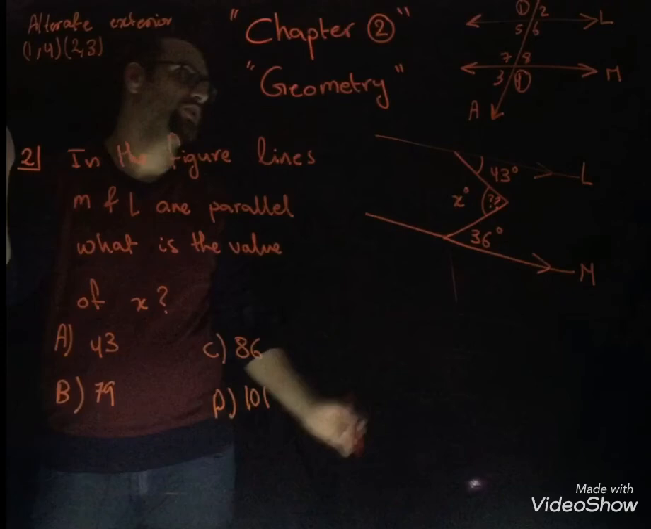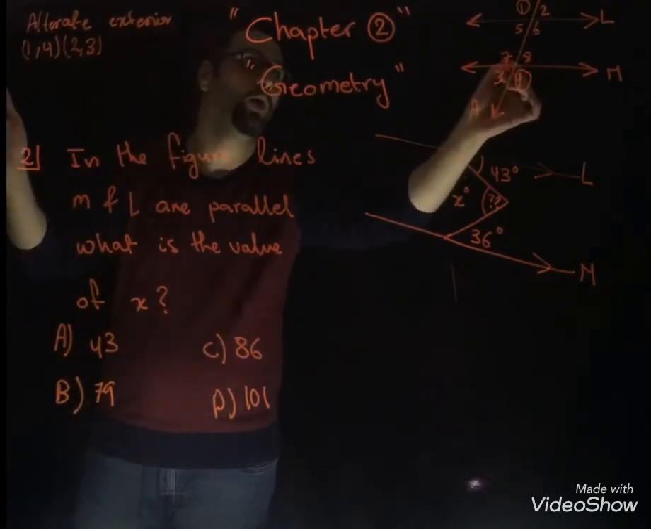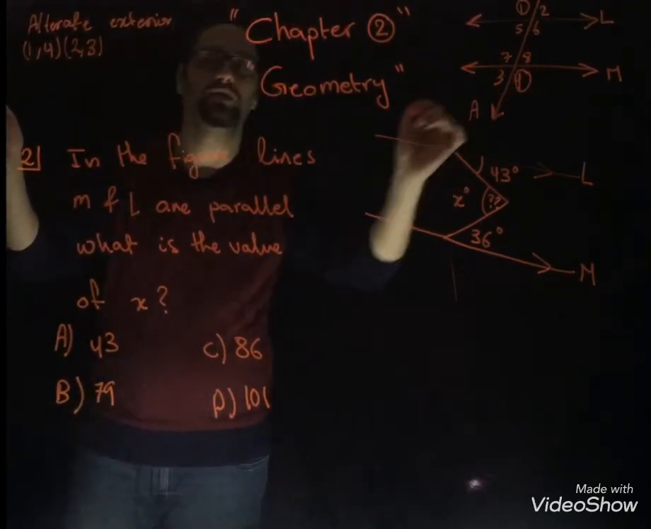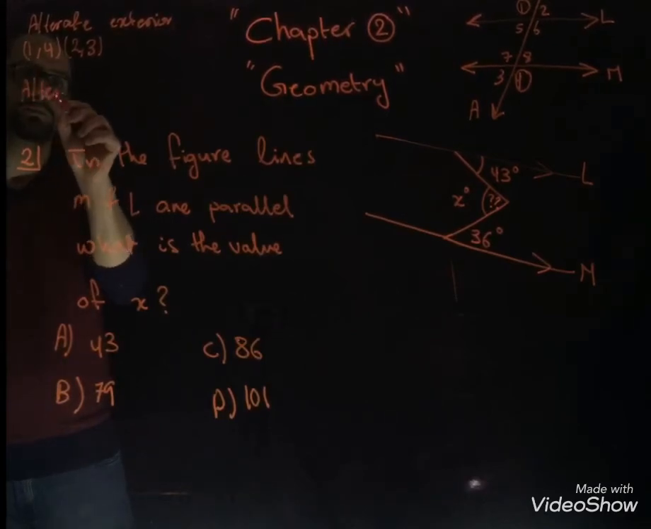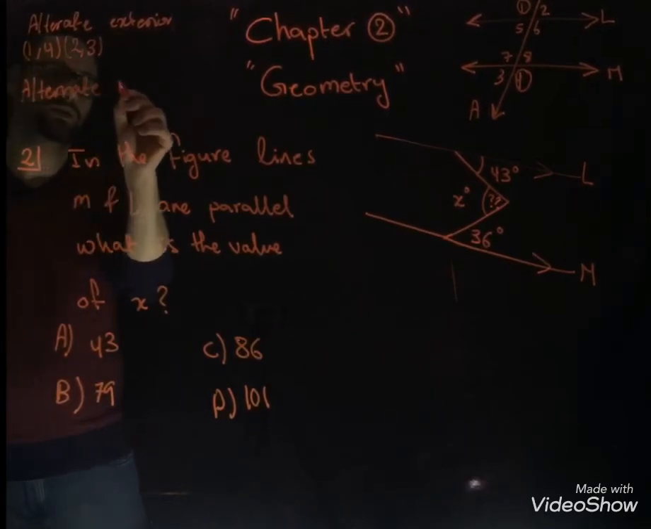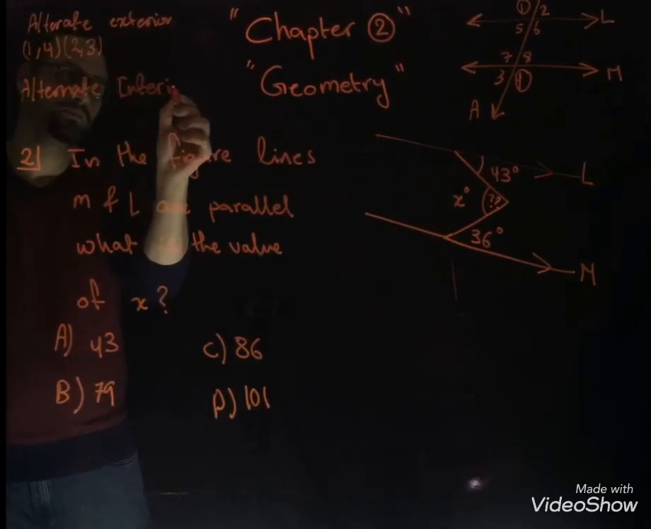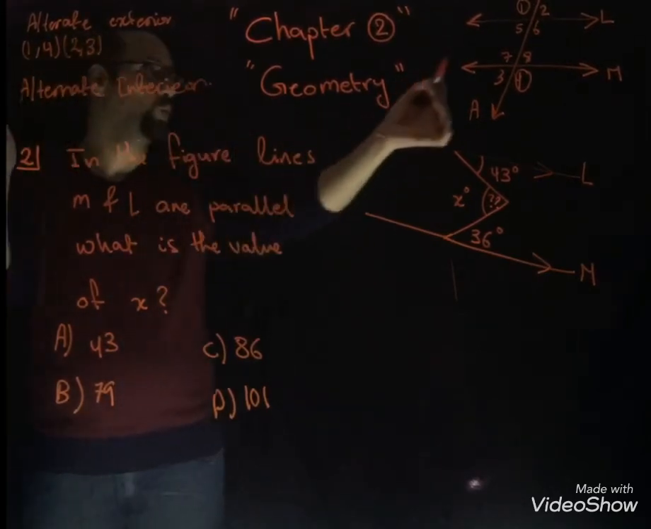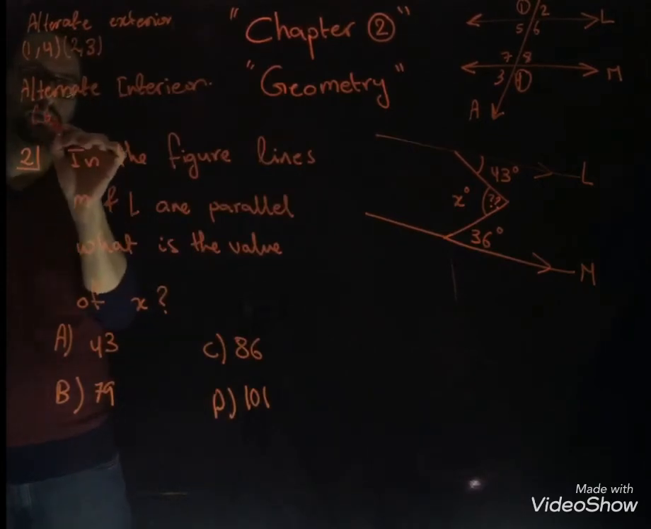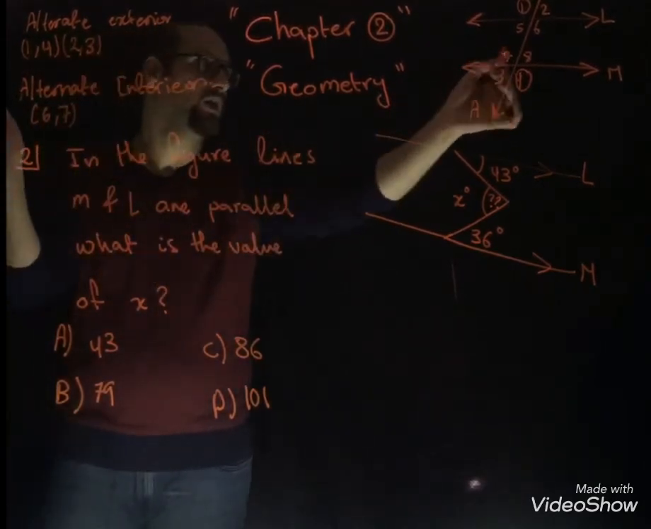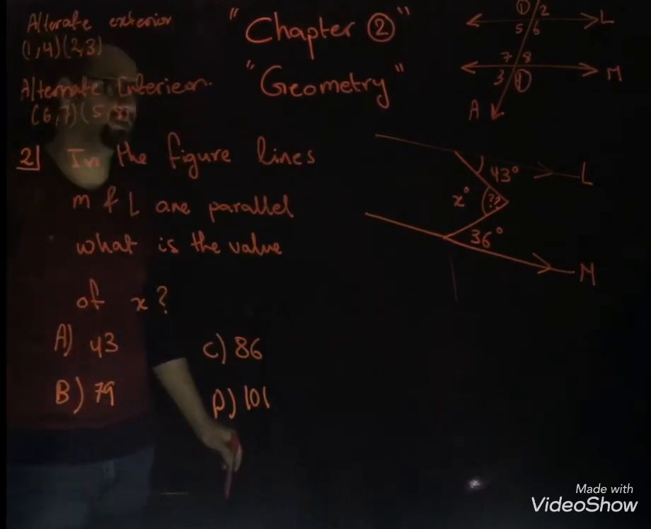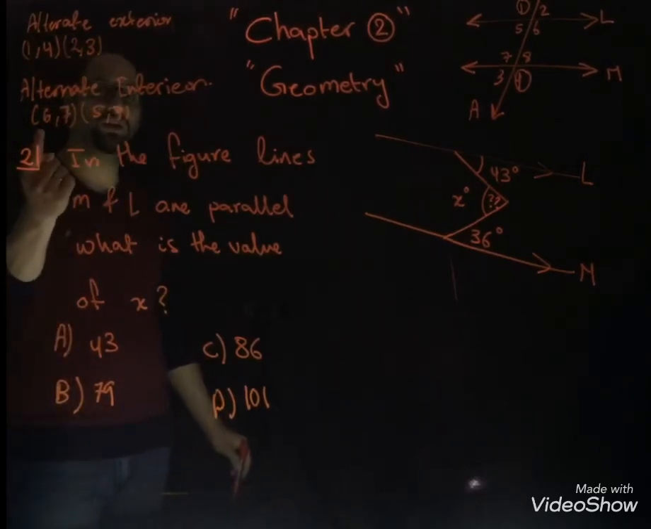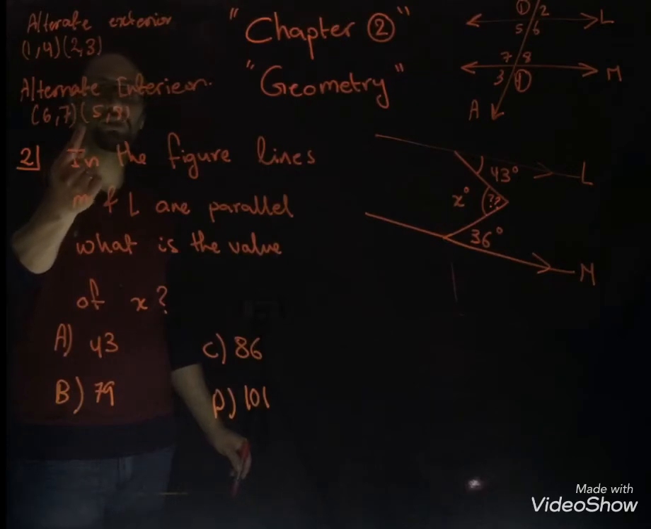What are the other equal pairs? 6 and 7 are called alternate interior, and 5 and 8 are called alternate interior. They are equal to each other. Angle 6 equals angle 7, angle 5 equals angle 8, and so on.